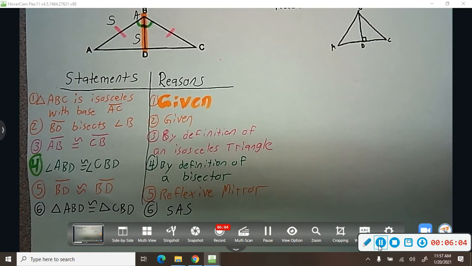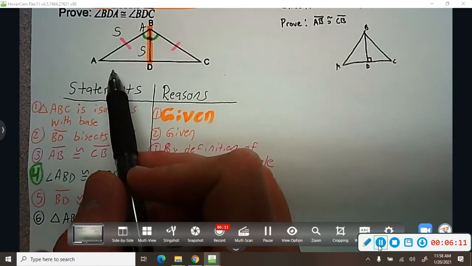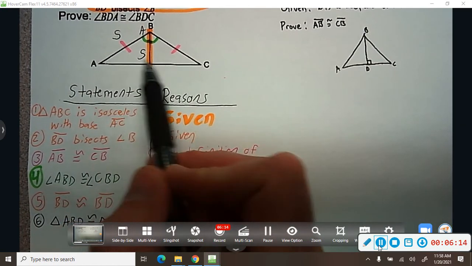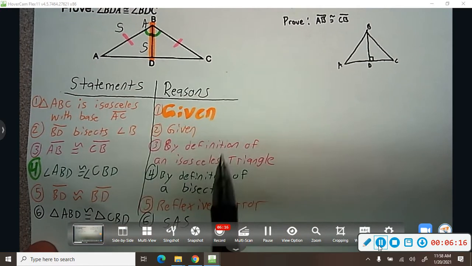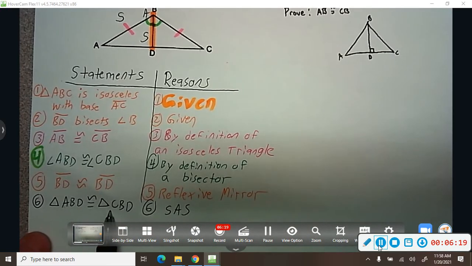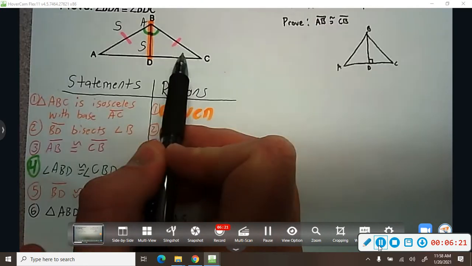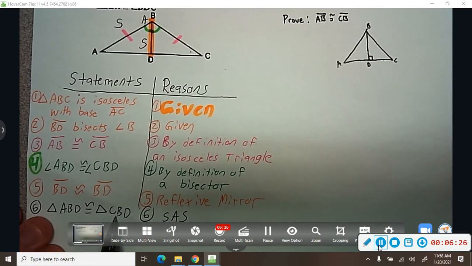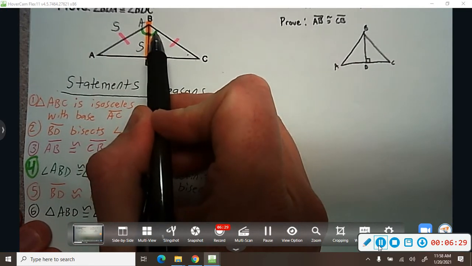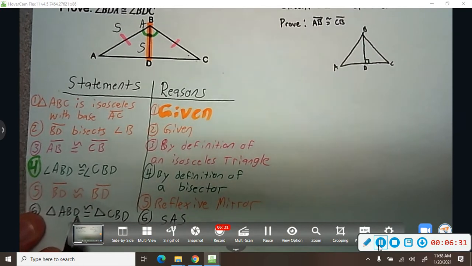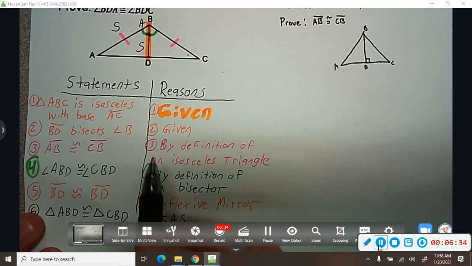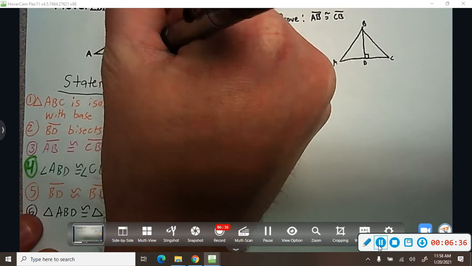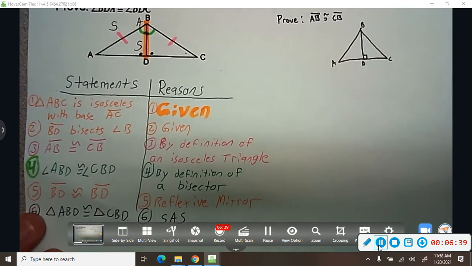Now, usually that's the last line. Usually they just want you to prove congruency. But they want us to prove more, so think about it. We just proved that this triangle is congruent to this triangle. So that means that angle A is congruent to angle C. That this angle is congruent to this angle. That means that angle B is congruent to angle B. So this angle is congruent to this angle. And that also means that angle D is congruent to angle D. So right here is congruent to right there, which is what they want me to prove.